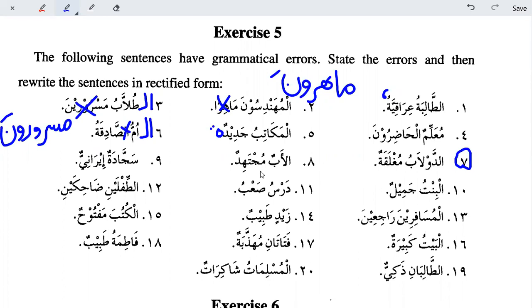Yes, it's correct now. Al-Abu Mujtahidun. Not Al-Abun. Abun. Yes. Al-Abu Mujtahidun. When we have Alif Lam, we can use Tanween here. So, we'll correct it. Next.